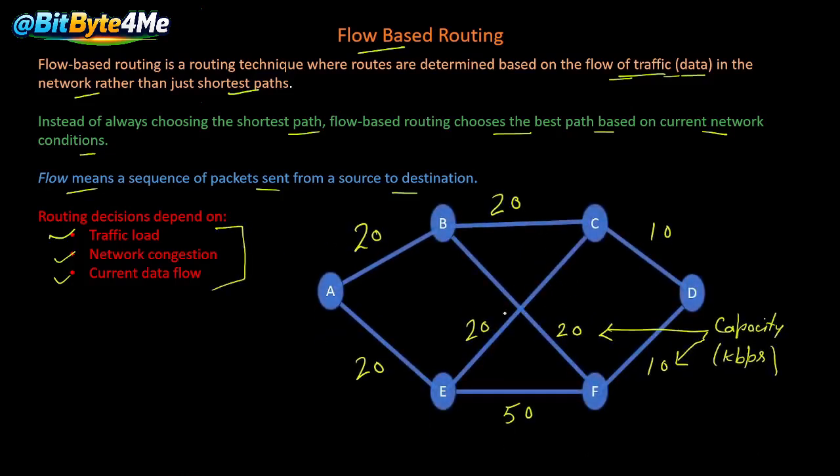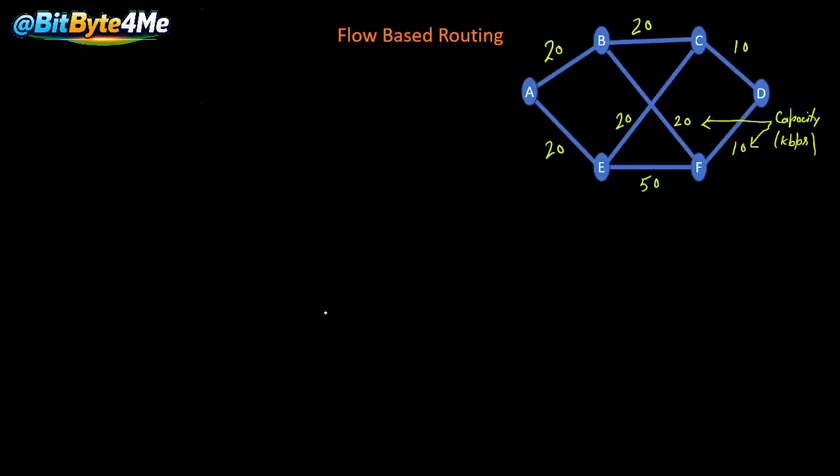Let's see a network in which different nodes are connected, and these numbers represent the capacity of the channel, which is in kilobits per second. So this channel has a capacity of 20 kilobits per second. Different channels are shown and their capacity is written on them. So data travels not just on the shortest path but also on the least congested, which has the lowest traffic.